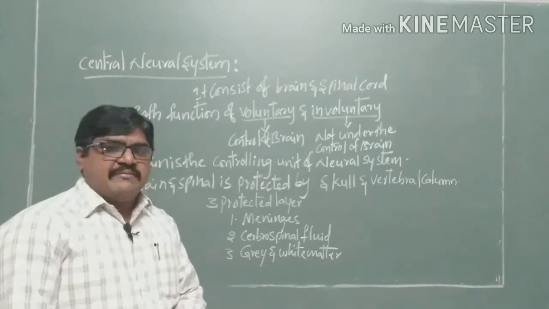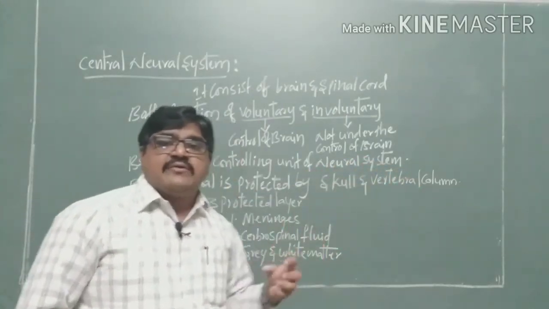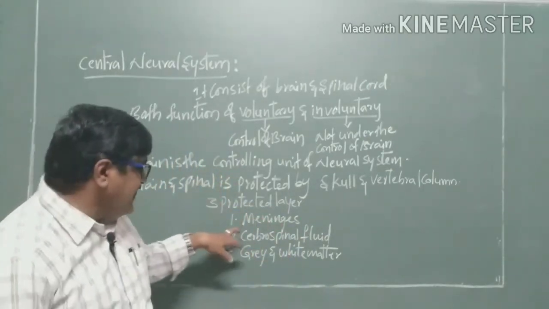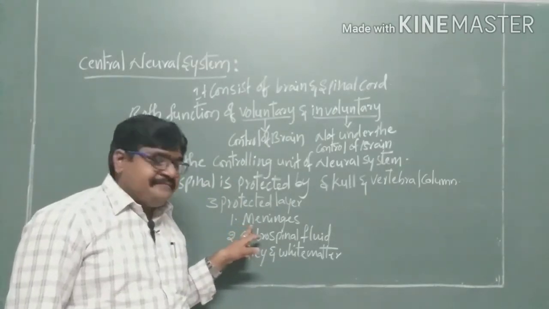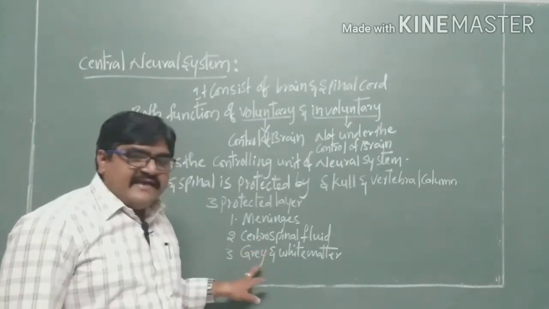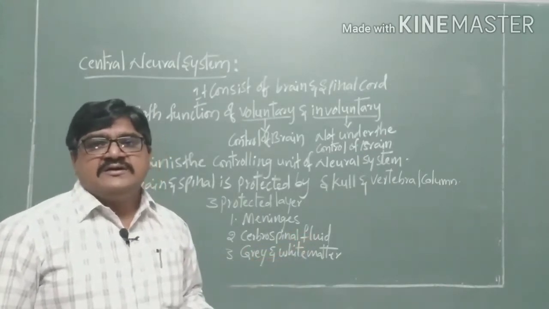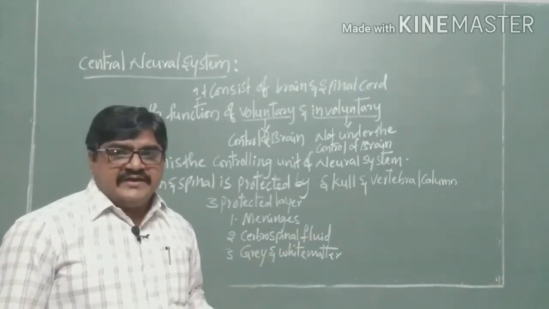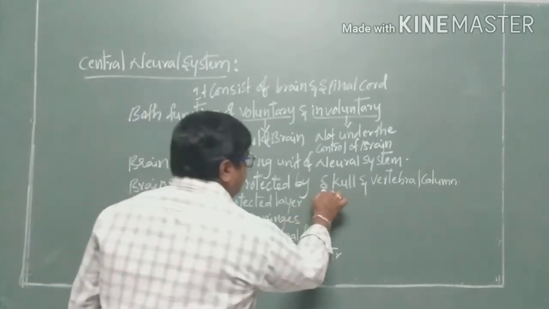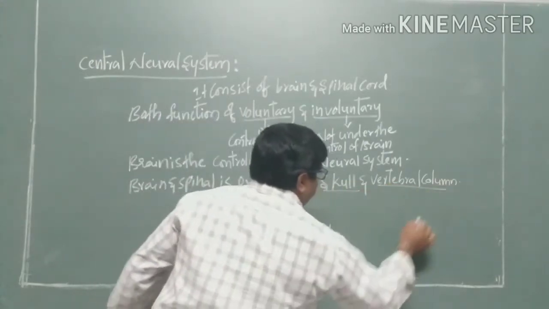Besides the skull and vertebral column, these additional protective layers are present: the meninges, second the cerebrospinal fluid, and third the gray as well as the white matter. So the brain is protected by the skull, and the spinal cord is protected by the vertebral column.